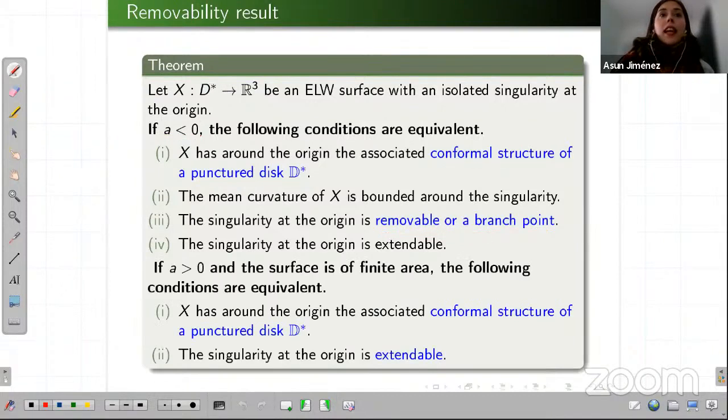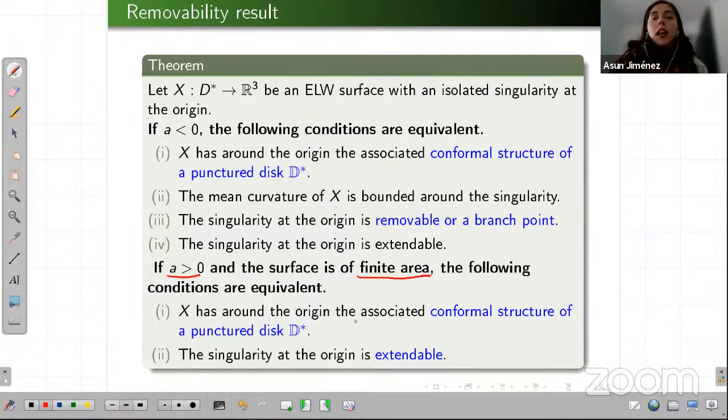In the case when A is positive, that is the concave case, things are not so good. The most we can say is that the singularity is extendable. Recall that extendable means that you have a well-defined limit of the normal. You have a well-defined tangent plane at the singularity, but eventually your surface is not an immersion at such a point. This is the most we can say in the case A bigger than 0, and moreover, in this case, we have to assume that the area is finite. Here, that's a consequence, it's not necessary.